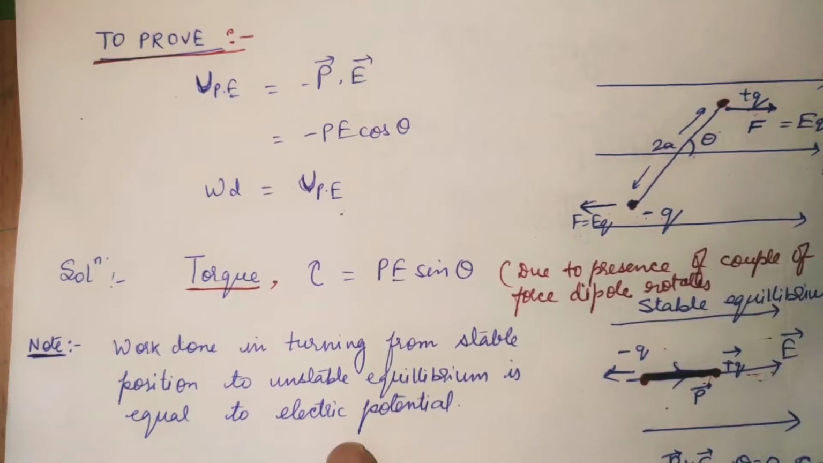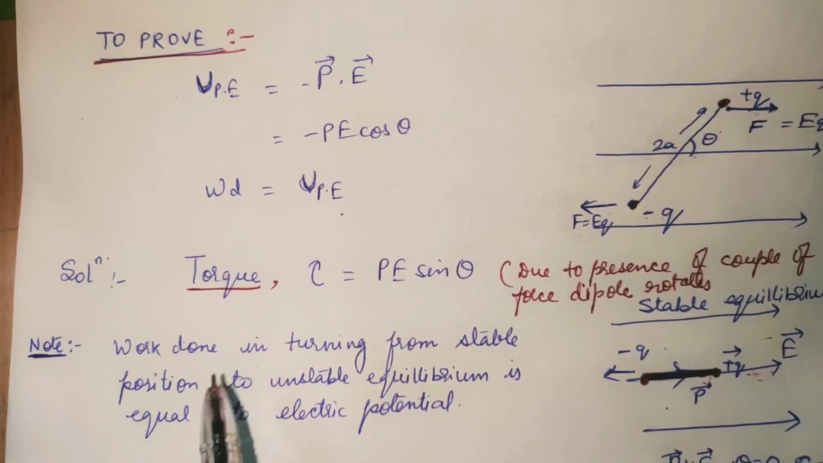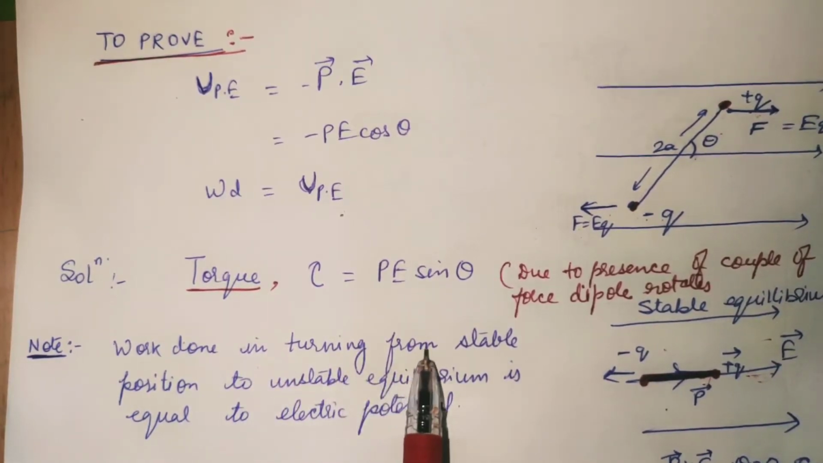So now we can define that the work done in turning from the stable position to the unstable equilibrium is equal to the electric potential energy. Fine, I think you have understood this thing.